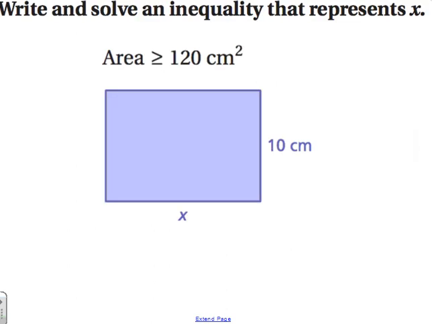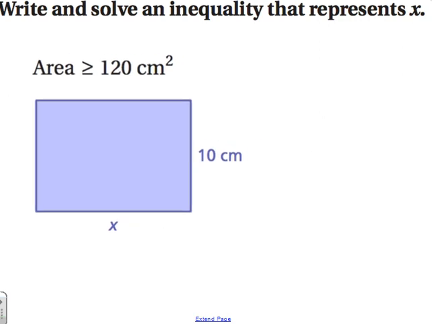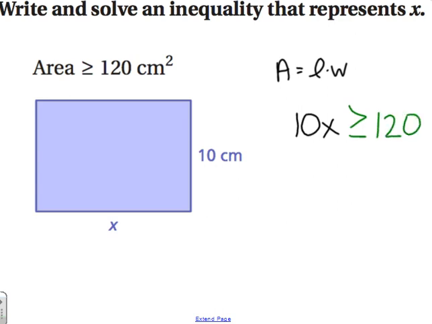Okay, final example is a geometry example. Write and solve an inequality that represents x. It tells us the area. The area formula for a rectangle is just going to be length times width. So to find area of that, I would do 10 times x. And it says that that amount needs to be greater than or equal to 120 centimeters squared.